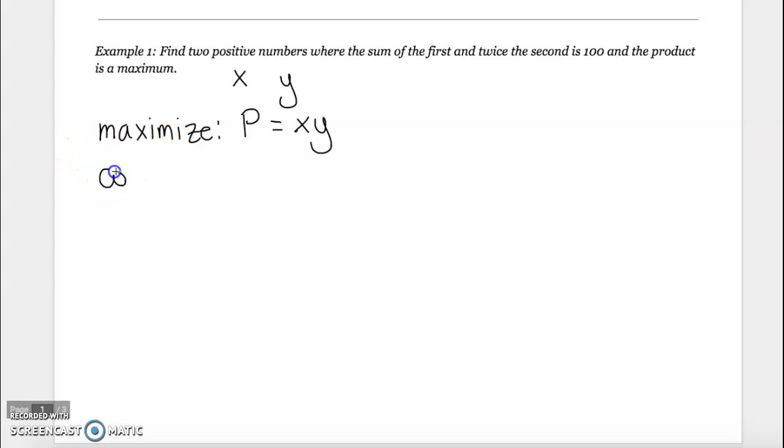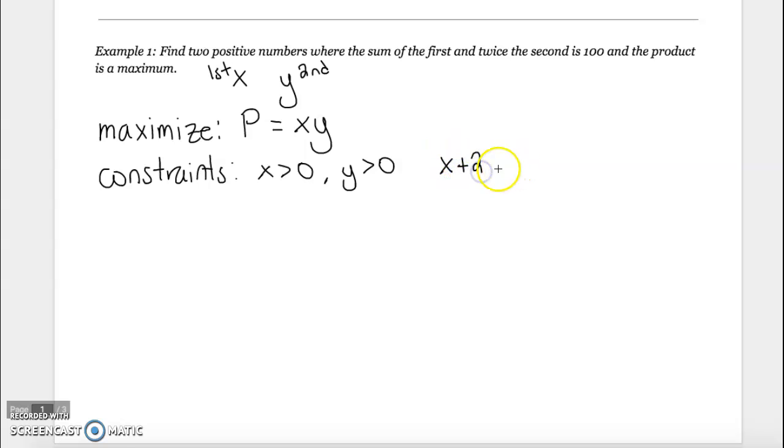Then let's talk about the different constraints. First and foremost, our constraints have to be that these are two positive numbers, so x is greater than 0 and y is greater than 0. I am also given some more information in the problem. It says where the sum of the first and twice the second number is 100. That's just another constraint that this problem is putting on my numbers. So when I add my first number and twice the second number, I get 100.